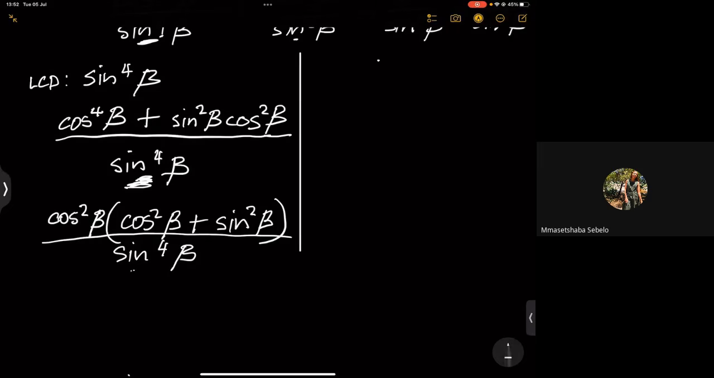So what is this here? Yes, that's an identity, so you can simply write 1. At the top, we've got cos squared of beta, but we know this already gives us 1. That would be the same as multiplying by 1, which would give us cos squared of beta over sine to the power 4 beta.